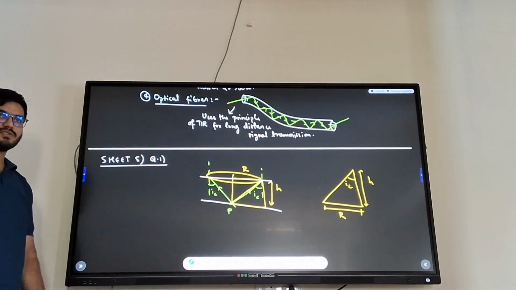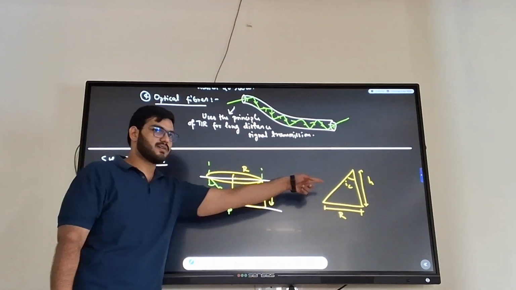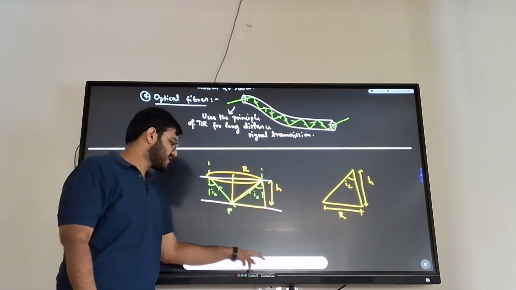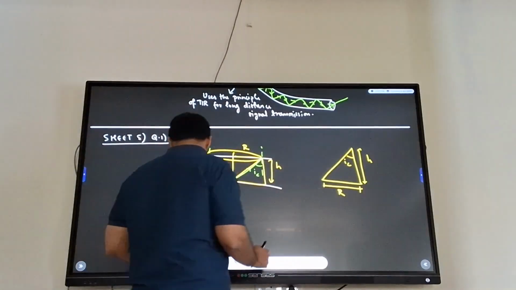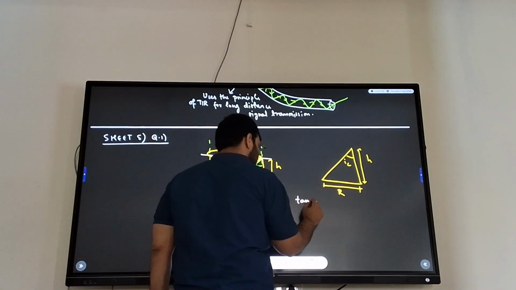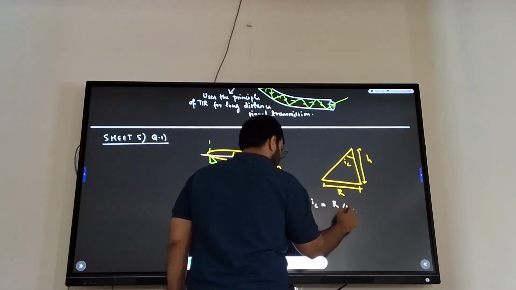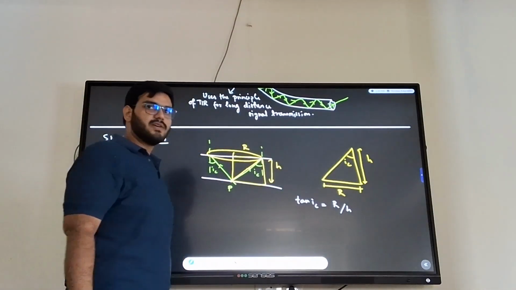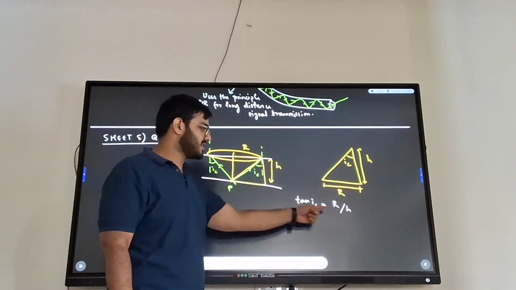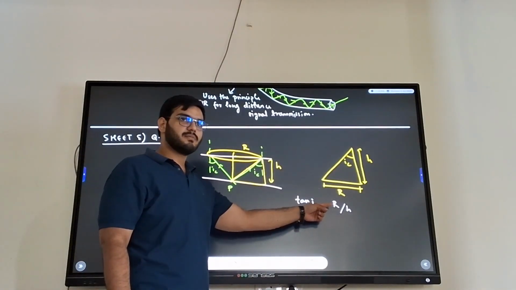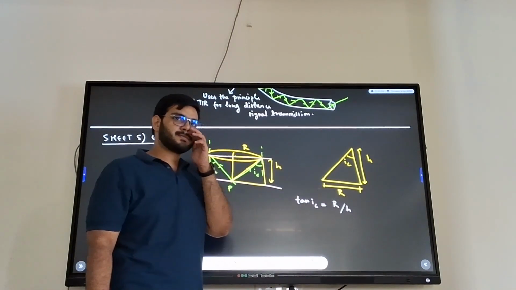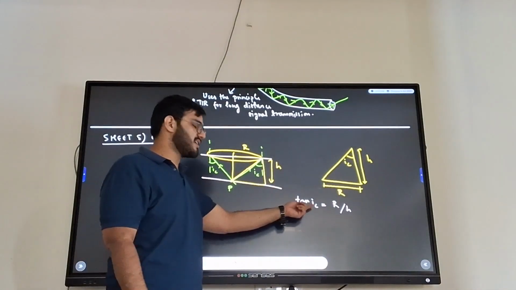Tan will work, right? Opposite upon adjacent. Then what is tan IC? R by H. If only I knew this tan IC, then my question will be done, because I will find my R. Now I want to find this IC.